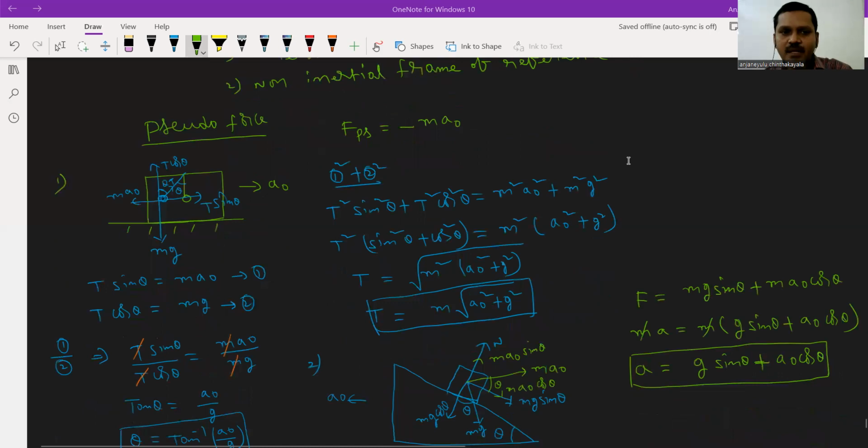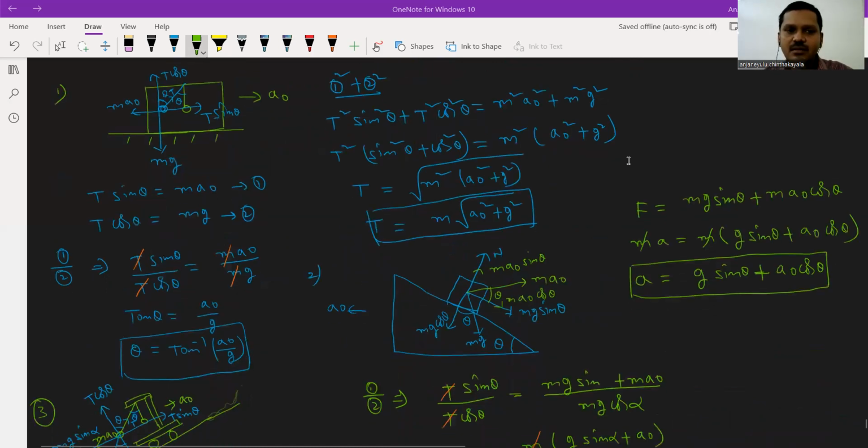First one: when a truck or car is accelerating on a smooth surface, meaning frictional force is not acting here, a metal bob is connected to the roof of the car. When the car accelerates with a naught, the bob, due to the pseudo force acting in the opposite direction, makes an angle theta with the initial position, as shown in this diagram, and the tension acting in the thread is T.